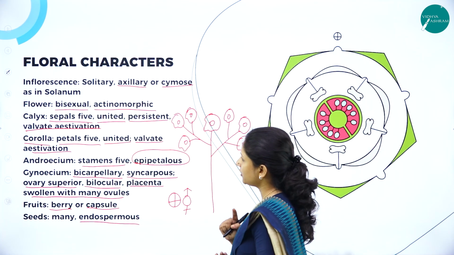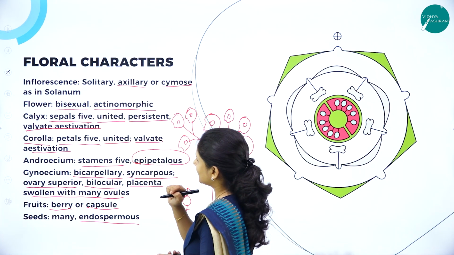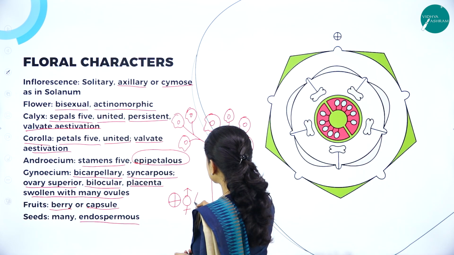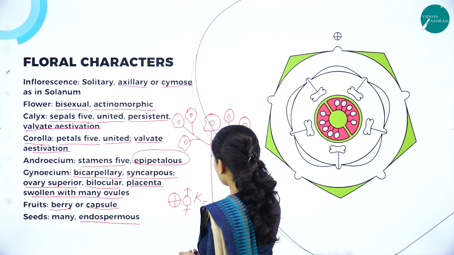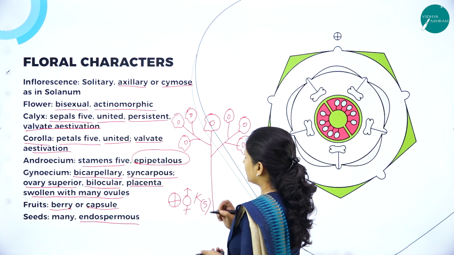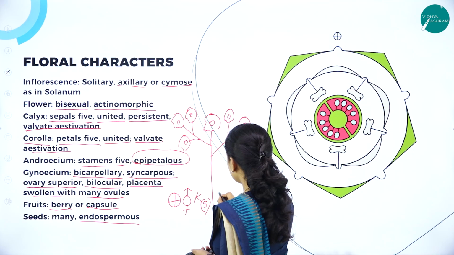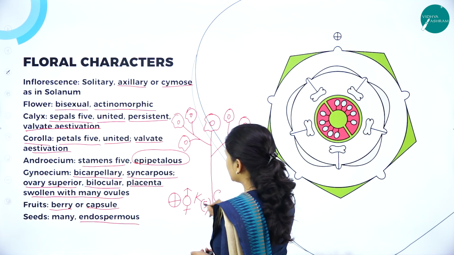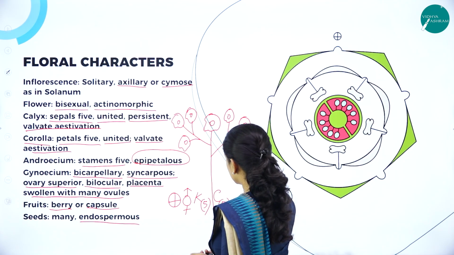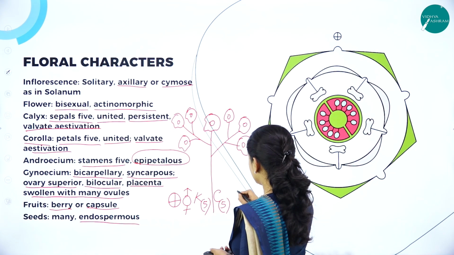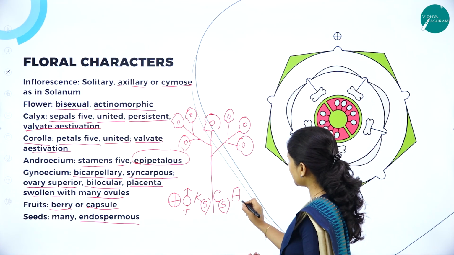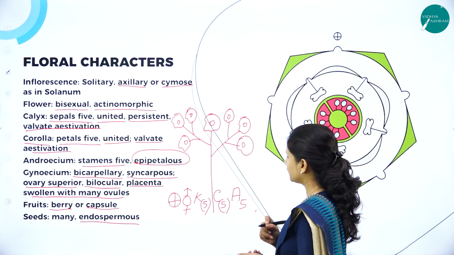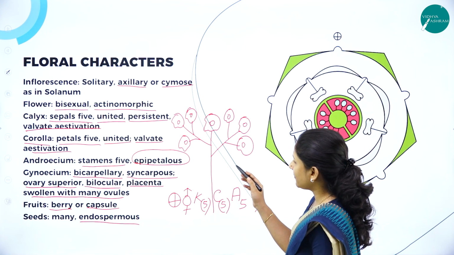It is bisexual. Next, talking about the calyx. So, calyx, what is the symbol? It is K, right? Sepals are 5. They are united. Okay. Next is corolla. How many? C. Petals are 5. They are united. Next is androecium. It is represented by capital A. How many stamens are there? 5 stamens are there. So, 5. And it is epipetalous.